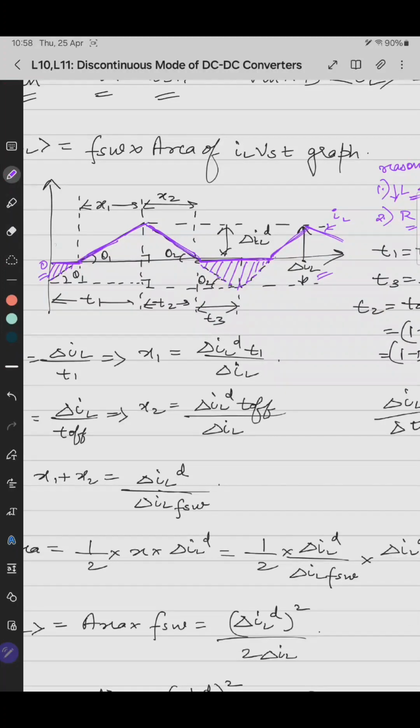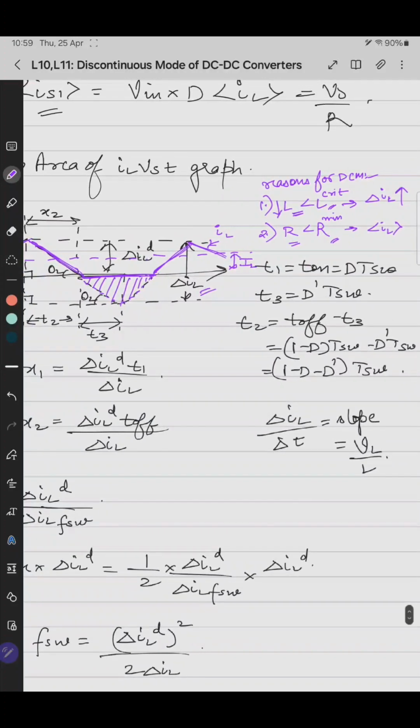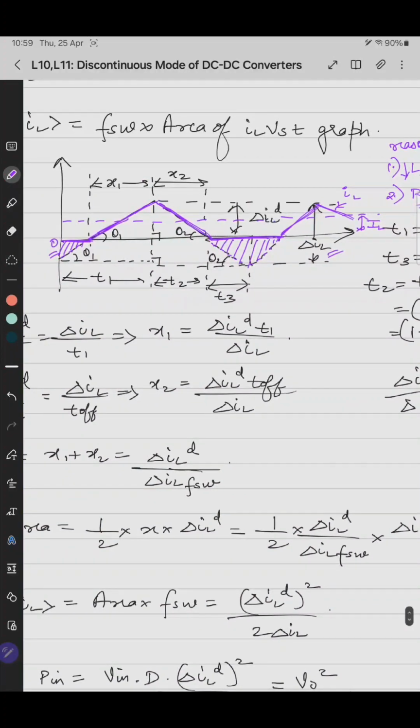This is the average value. See, this is the average value from here to here, capital IL. So there are two ways in which this triangular varying waveform can be in discontinuous conduction mode.